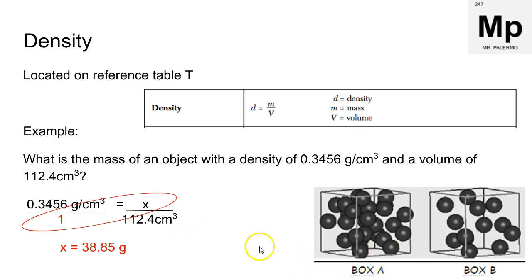Also note that when we're comparing two substances, for example, box A and box B, box A is more dense. Why? In terms of the particle arrangement, which is a question they ask a lot, the particles are more compacted or closer together, and that's why it has a greater density.